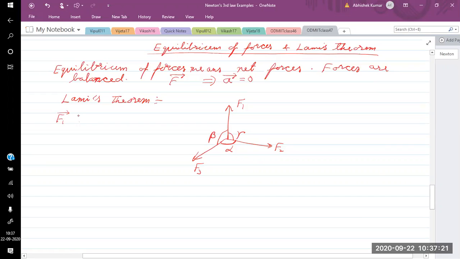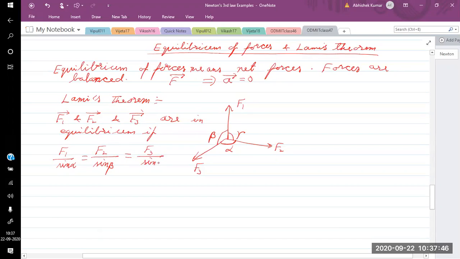F1, F2, and F3 are in equilibrium if F1 by sine alpha equal to F2 by sine beta equal to F3 by sine gamma. So this much we can write. This is Lami's theorem. If three forces are balanced, then this will be the expression. This expression must be satisfied.